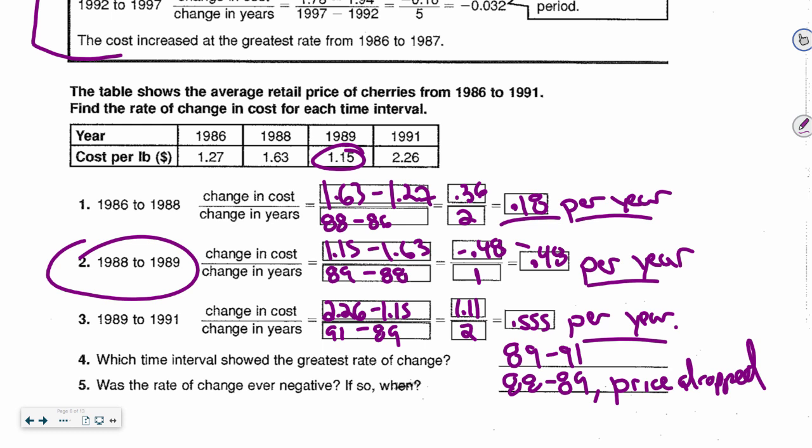So we try to find the rate of change so that we can compare it and we can put it in one unit and compare them for each time interval. If we didn't do that, then we wouldn't know in a 2-year time frame if it's the same rate of change per year as a 1-year time frame.